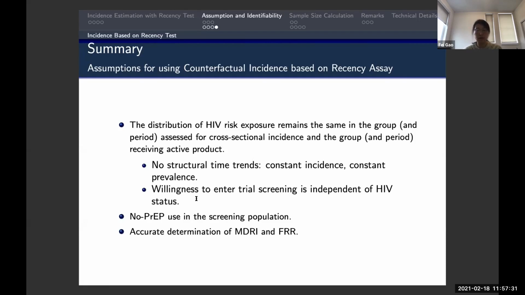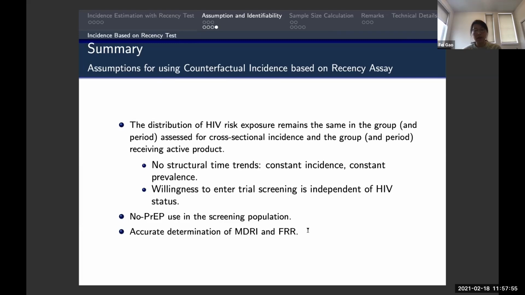So we don't want the setting where a subject, after they know they're HIV positive, won't come to screening. Therefore, it will mess up the incidence estimation based on this cross-sectional sample. Also, we would like to have no PrEP used in the screening population. This is obvious since we want a no-PrEP incidence estimate.